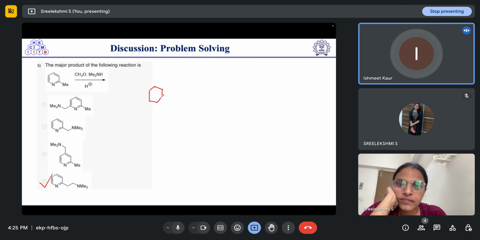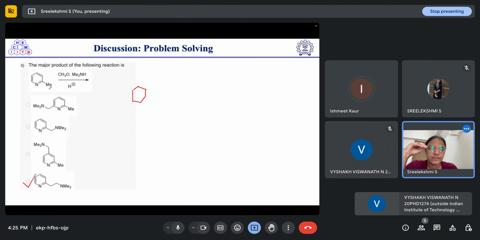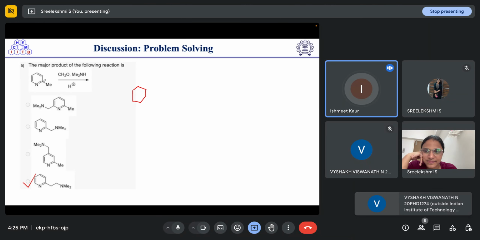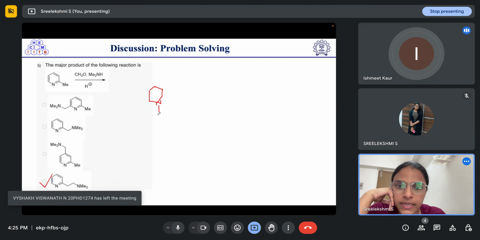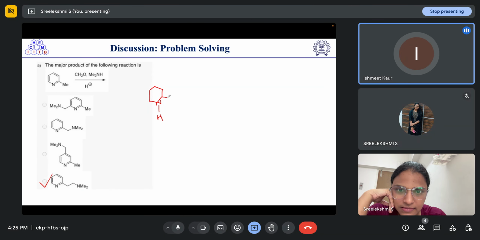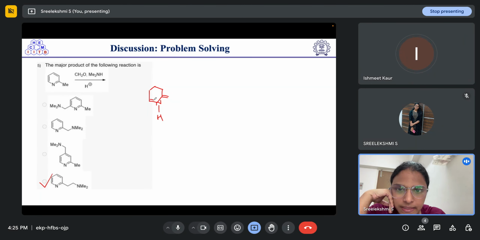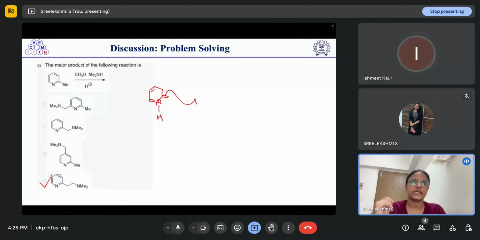Ma'am, firstly, the lone pair of the nitrogen, carbon and this methyl will have the double bond. Yes. So this nitrogen will be N plus, and this double bond will be attacking on the intermediate formed. So this will be the intermediate, right? Yes, ma'am. Here N plus will be there, and this double bond will be attacking on that, whatever intermediate iminium ion will be formed. So the answer is option D.